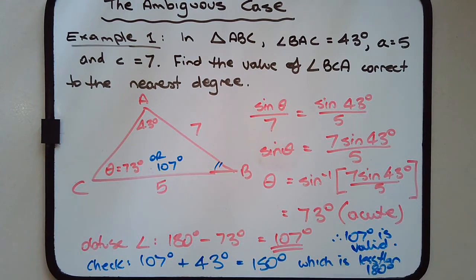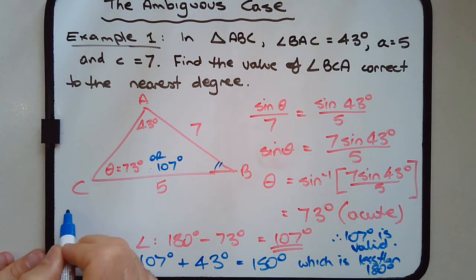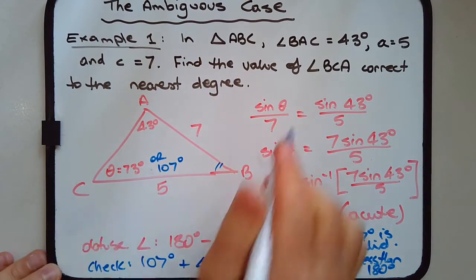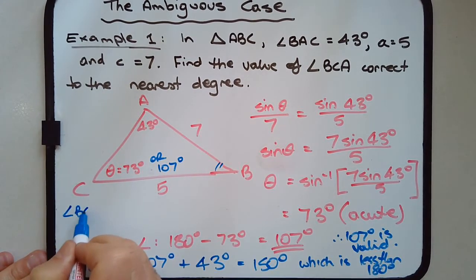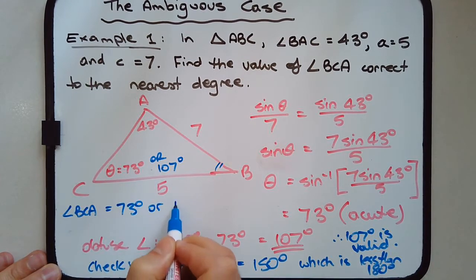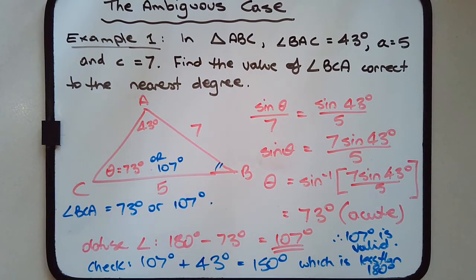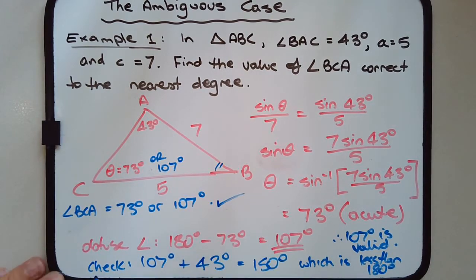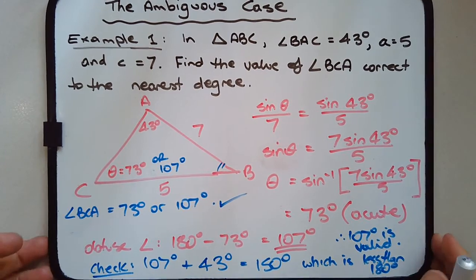So the solution is angle BCA is equal to 73 degrees or 107 degrees, and they're both equally valid because we checked that. Let's have a look at another example.